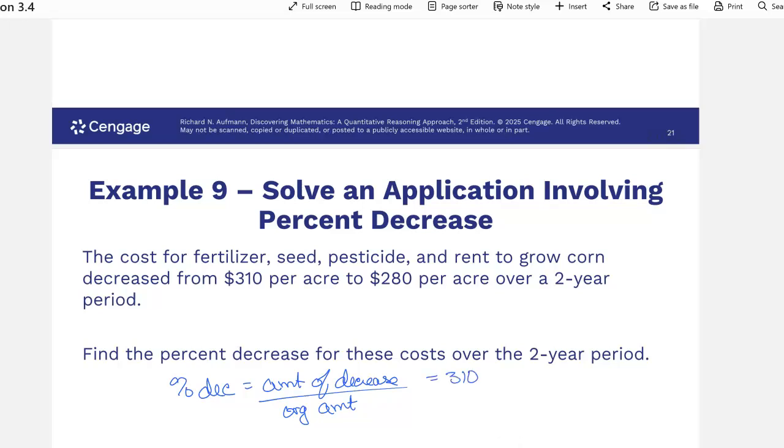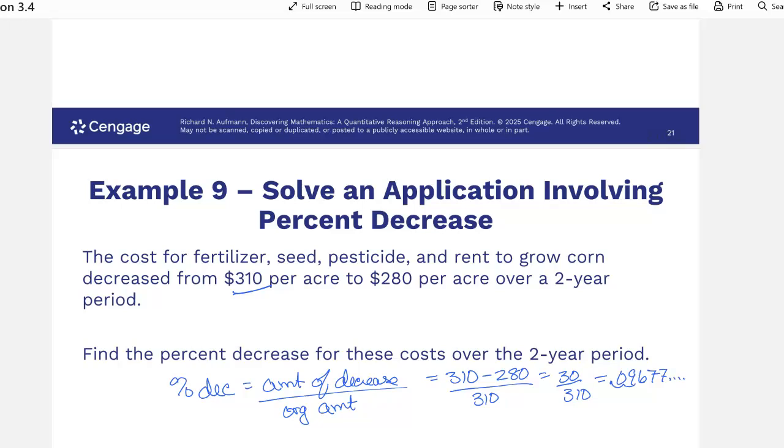So we had 310, we decreased to 280. Notice that top's always going to be a positive number, and we started out with 310. So that's going to be 30 over 310. And 30 divided by 310 is 0.09677 and some change. And let's say we want to round that percent to one decimal place again.